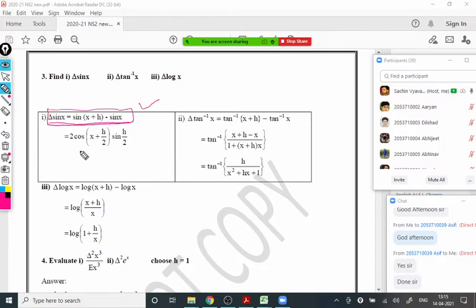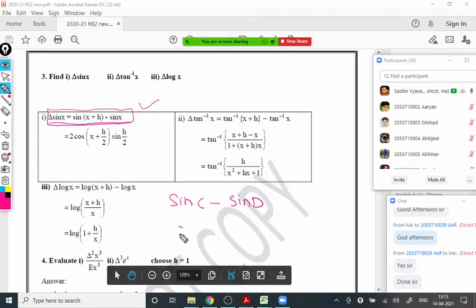But if the question is show that, we should use this formula. What is the formula? Sin C minus sin D is equal to 2 times, it is known as a factorization formula, 2 times cos of (C plus D) upon 2 into sin of (C minus D) upon 2. Correct. Very good, Indrayan. If you use this formula, you will get this answer.